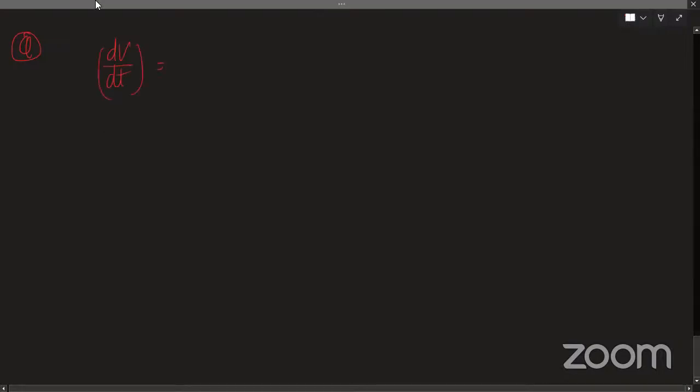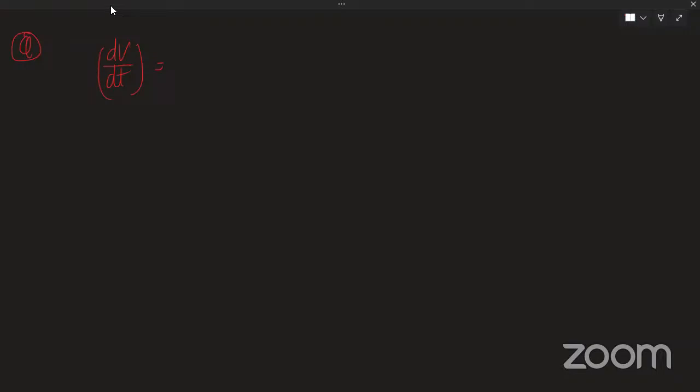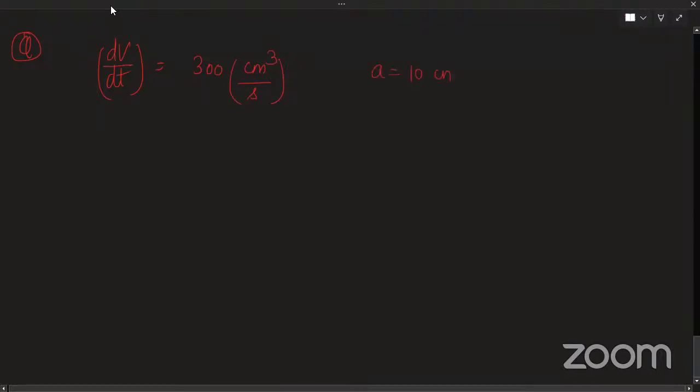Okay, fine. So let us just try one more. It's been given to you that you have a cube whose volume is changing with respect to time. So the volume is increasing as 300 centimeter cube per second. If it's given to you that A is 10 centimeter, how fast is the surface area changing at that point?